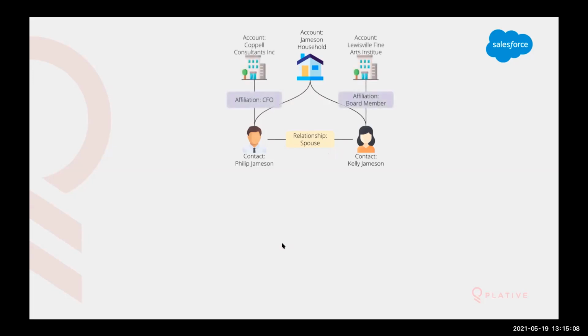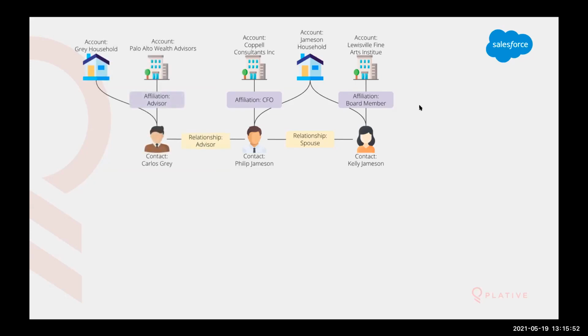So moving forward, we can also use that same account record to track organizations, as I mentioned before. So here we can see that Philip is affiliated with Capel Consultants, and he is the CFO there. So these colored boxes that we draw in this diagram represent connectors. And so an affiliation is basically a connector between a contact and an account. A relationship is a connector between two contacts. So on this other side here, we can see that Kelly is affiliated or connected to the Louisville Fine Arts Institute. And with each affiliation, we can define the role that they play in that organization. So she is a board member here.